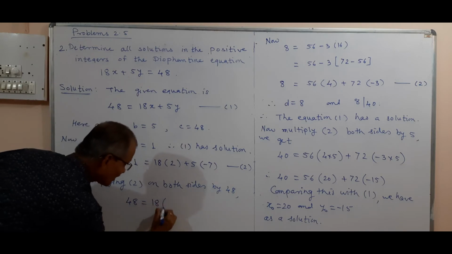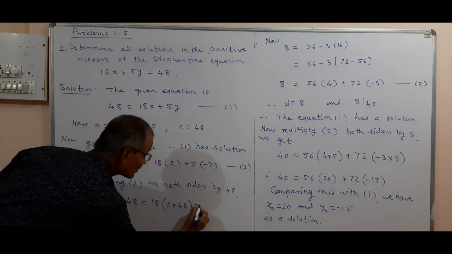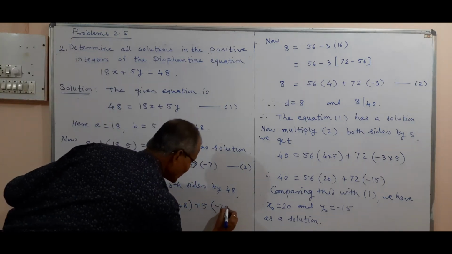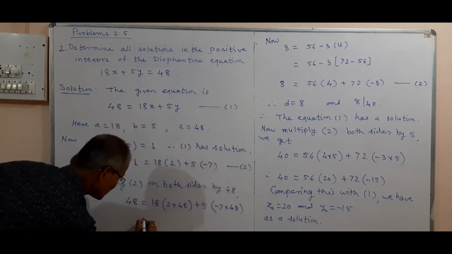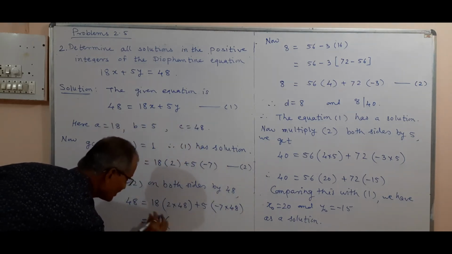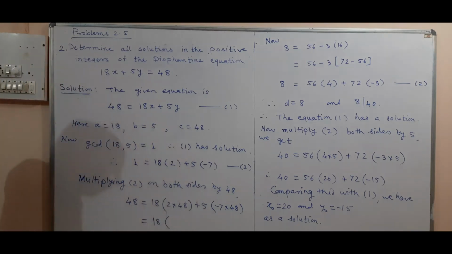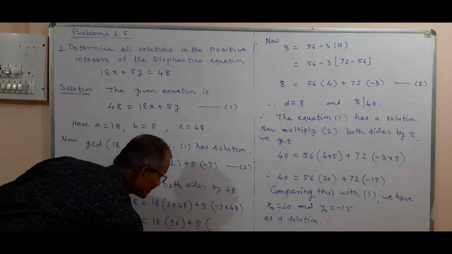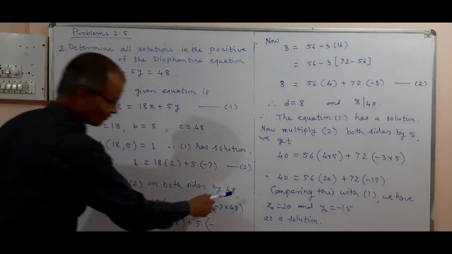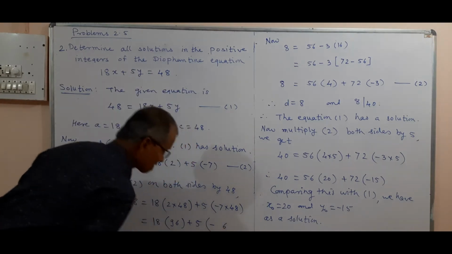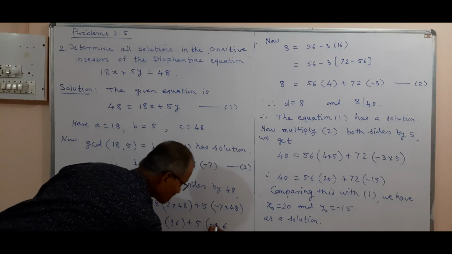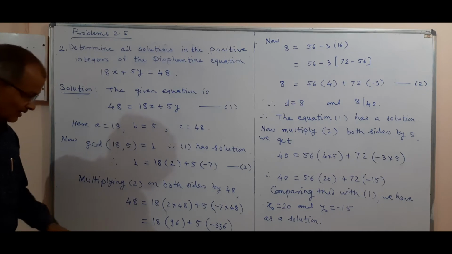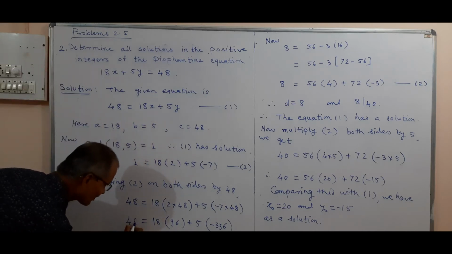So 18, 2 into 48 plus 5. This combination must be kept as it is, minus 7 into 48. Now there is some calculation you would do. 18, don't multiply these two numbers, only multiply the number in bracket. 2 into 48, 96, plus 5 into bracket minus of, multiply 7 and 48. Check this, minus 336.